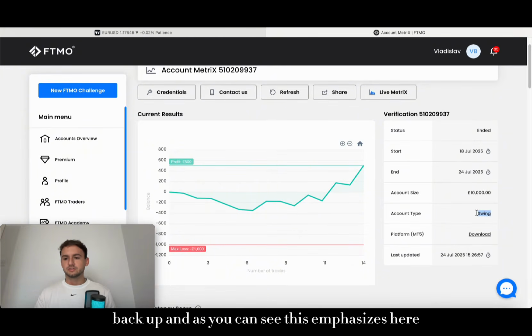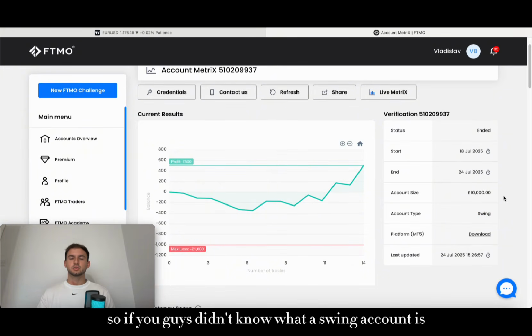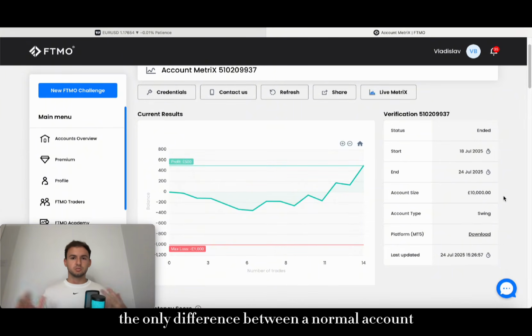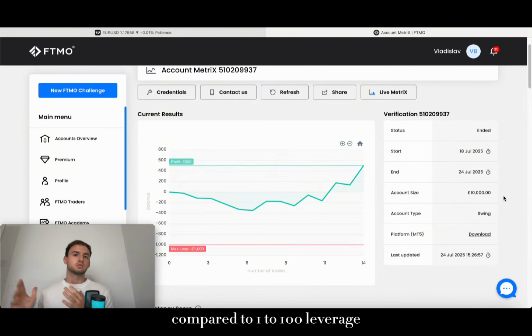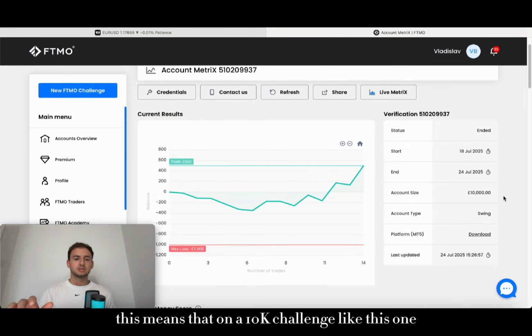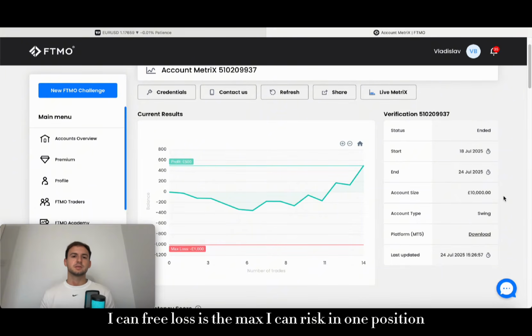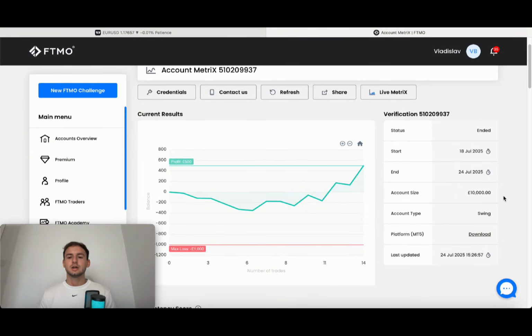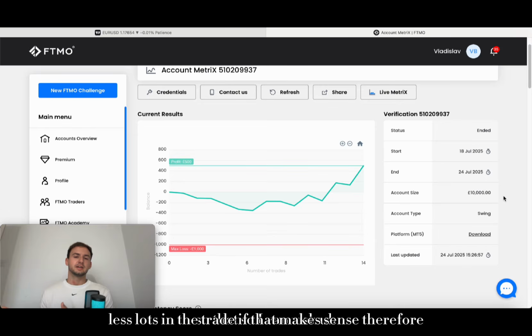And as you can see, it emphasizes here, this is a swing account. So if you guys didn't know what a swing account is, the only difference from a normal account is that here you have 1 to 30 leverage compared to 1 to 100 leverage as you would have in a normal account. This means that on a 10k challenge like this one, 3 lots is the max I can risk in one position. Therefore, I use this to my advantage, and I was trying to find trades with a bit bigger stop loss so I can risk fewer lots in the trade, if that makes sense.